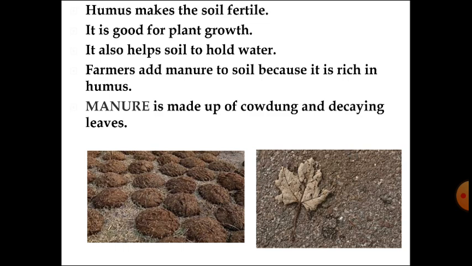Farmers add manure to soil because it is rich in humus. Manure is made up of cow dung and decaying leaves. Cow dung means gobar. Decaying leaves means sukhi hui pattiyan. All these make the soil fertile.